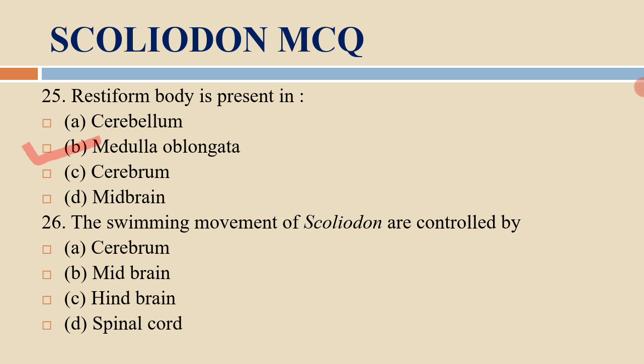Next one, the swimming movement of Scoliodon is controlled by which part of the brain? A. cerebrum, B. midbrain, C. hindbrain, and D. spinal cord. So the hindbrain controls the movement of swimming in case of Scoliodon.